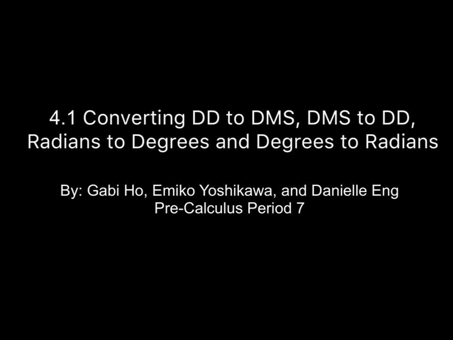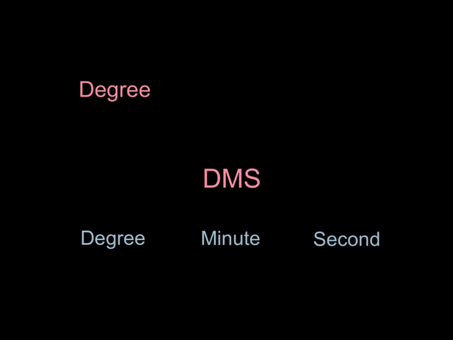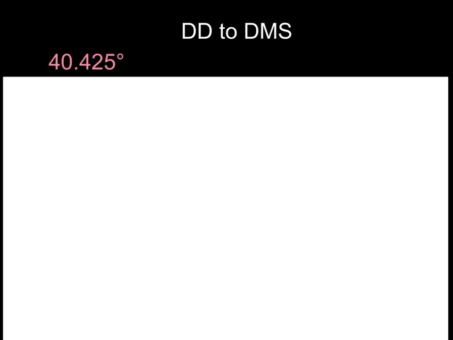In this section, you will learn how to convert degrees to DMS, DMS to degrees, degrees to radians, and radians to degrees. A degree is a unit of an angular measure equal to 1/180th of a straight angle. DMS stands for degree, minute, second, and is another system of angular measure. Each degree is subdivided into 60 minutes, and each minute is subdivided into 60 seconds.